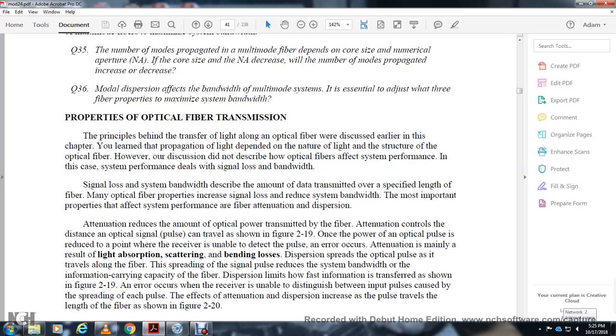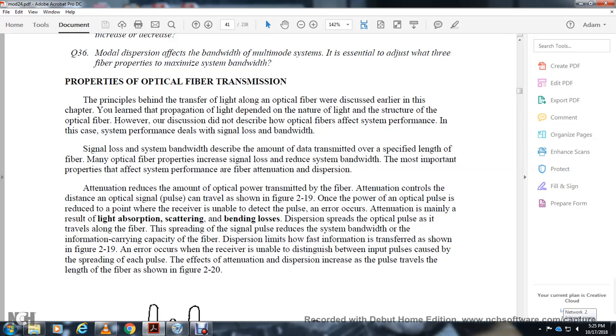Increase the signal off of the reduced system bandwidth. The most important properties of the system performance are fiber attenuation and dispersion. Attenuation reduces the amount of the optical power transmitted by the fiber. Attenuation controls the distance the optical signal and pulse can travel, as shown in figure 219.